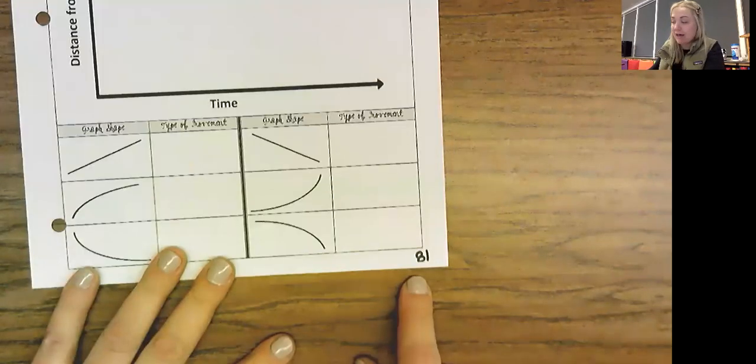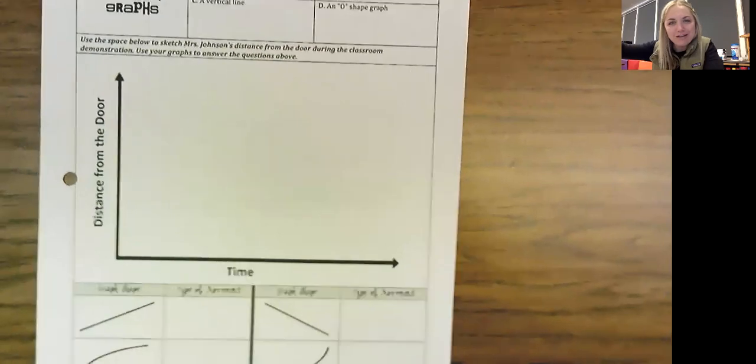Hello, eighth graders. It's Mrs. Johnson this week. We're going to talk about understanding distance and time graphs. And this is page 81 in your math binder. And we are going to do a fun little demonstration.